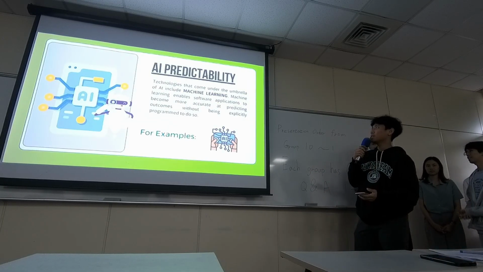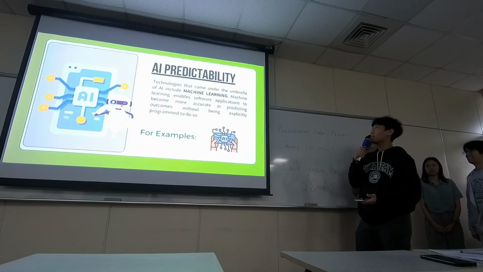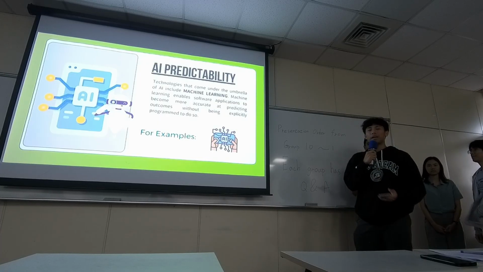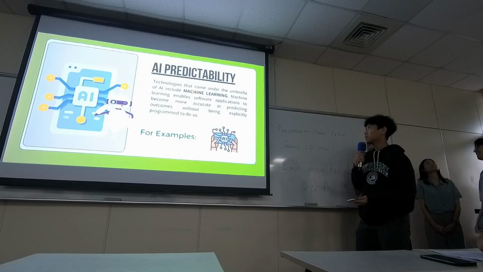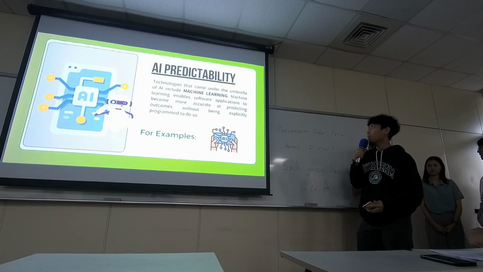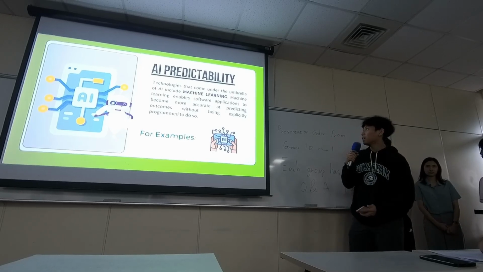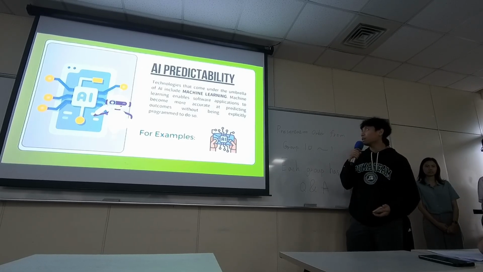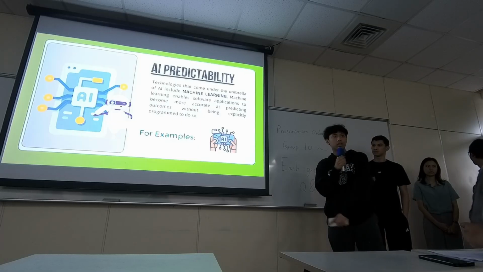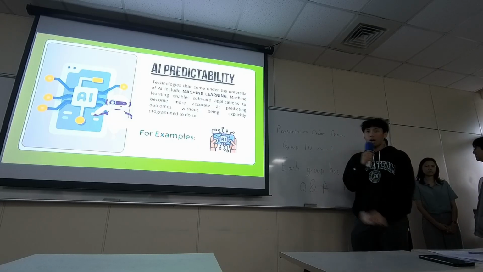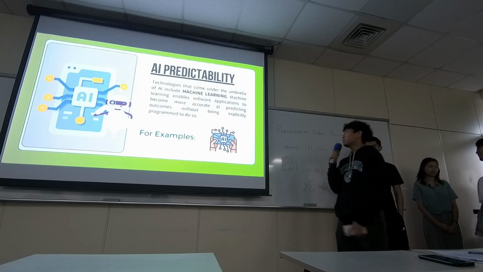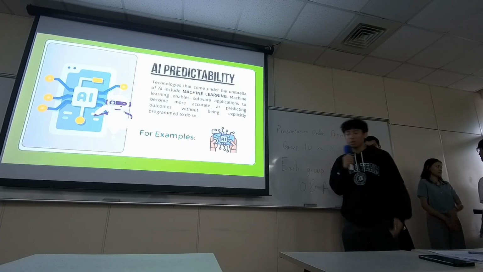What is AI predictability? How can AI predictability be used in our life? This technology comes from under the umbrella of AI and includes machine learning, and machine learning enables software applications to become more accurate at predicting outcomes without being explicitly programmed to do so.